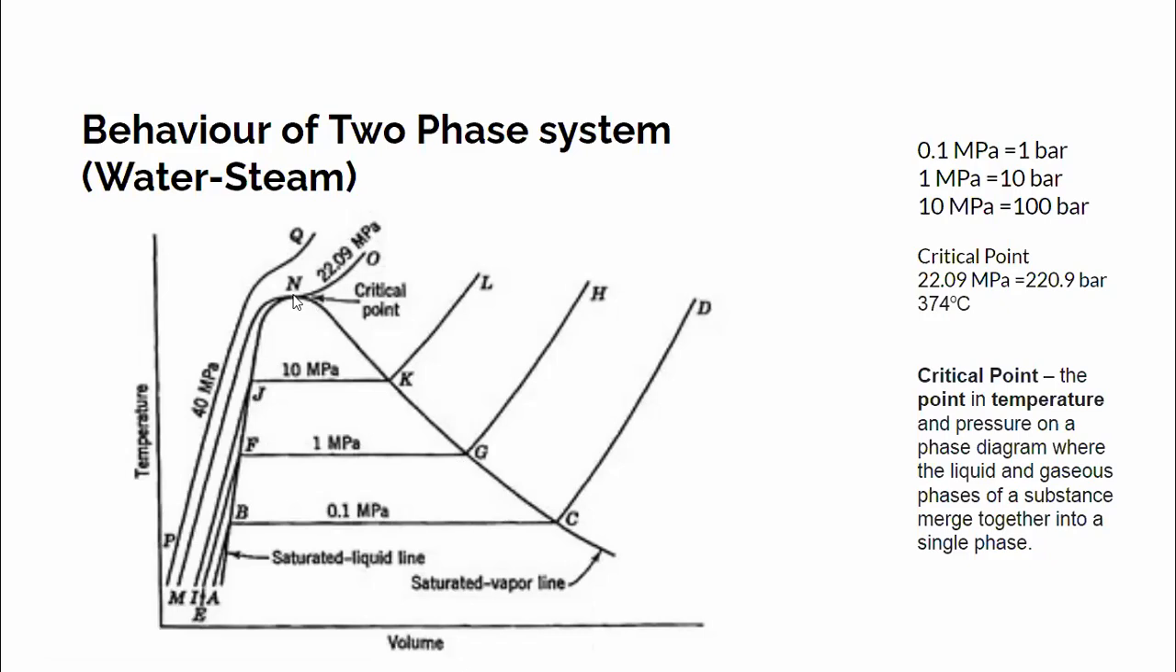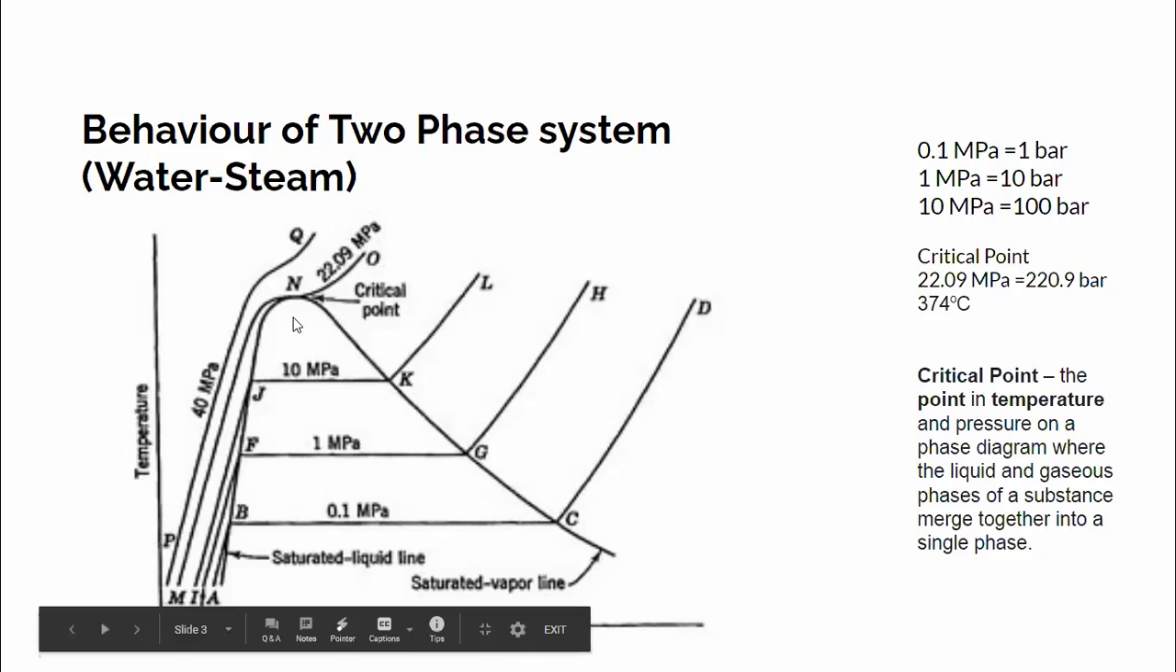Okay, and at point N, which is called the critical point, you will find that the latent heat of vaporization is 0. Now this is very interesting. This happens at about 221 bar. 22.09 megapascals means 220.9 bar. So at around 221 bar or at 374 degrees centigrade, which is called the critical point, you will find that these two lines, the saturated liquid line and saturated vapor line, meet.